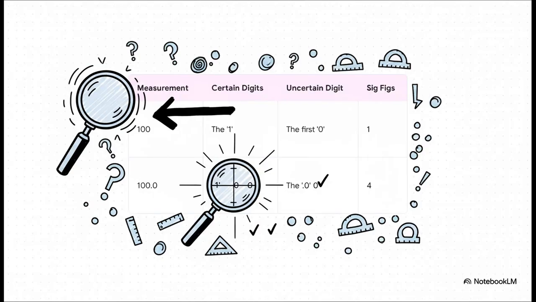Now we can actually answer this like a pro. The number 100.0, with its decimal point, clearly has 4 significant figures. We are sure about the 1, the first 0, the second 0, and even that first decimal place. But 100, without a decimal, according to our rules, those trailing zeros are ambiguous. They're just placeholders. So we can only really be certain about that first digit, the 1. That gives it just one significant figure. The difference in precision is absolutely massive.